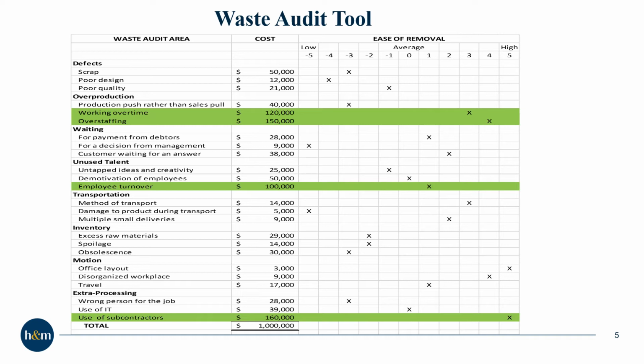The rest of the columns are important because they represent the ease of removal, or the ease of fixing that waste, on a scale from -5 to +5, with -5 representing there's no way we're ever going to fix this issue, and +5 a quick, easy win. This tool helps us with the old Pareto principle, known as the 80-20 rule. We want to focus on getting the best bang for our buck, or in other words, what is the easiest thing we can do that will save us the most time and money.